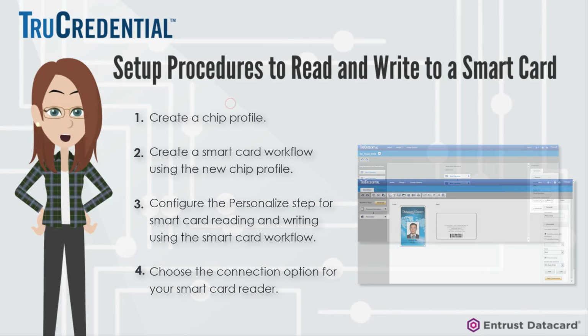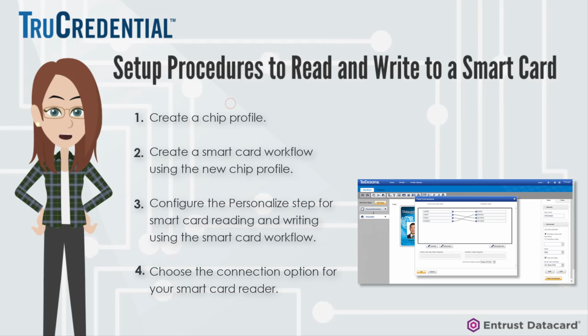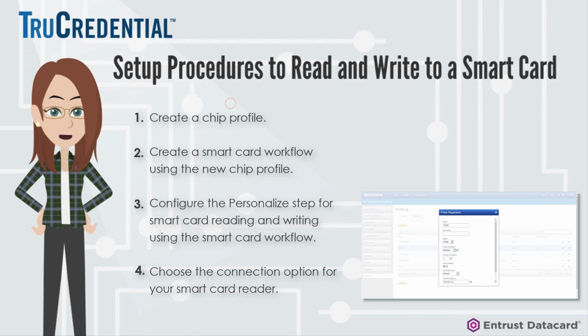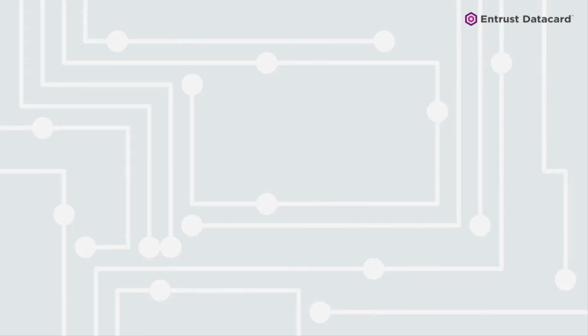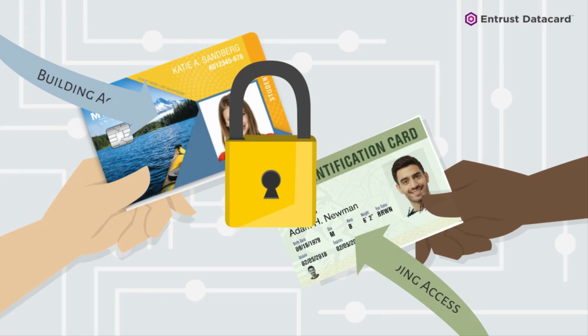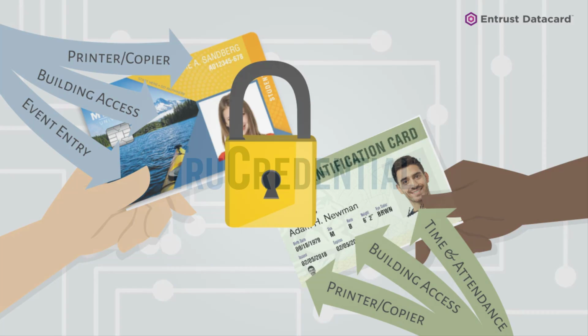Third, we configured the personalized step for our smart card reading and encoding by selecting the smart card workflow we created in the second step and connecting the smart card fields to the workflow fields. Fourth, we chose the connection option that was appropriate for our smart card reader, in this case the Dual-I single-wire reader. One of the many strengths of TrueCredential software is the ability to configure the system so that it is customized for your needs. When your credentialing program requires security, you can rely on TrueCredential.